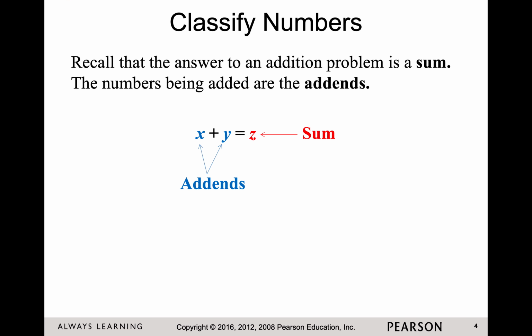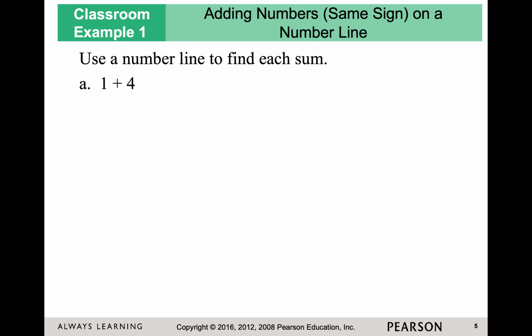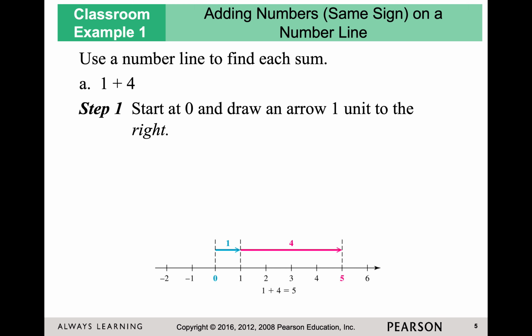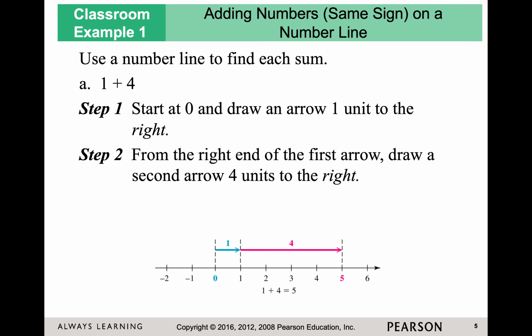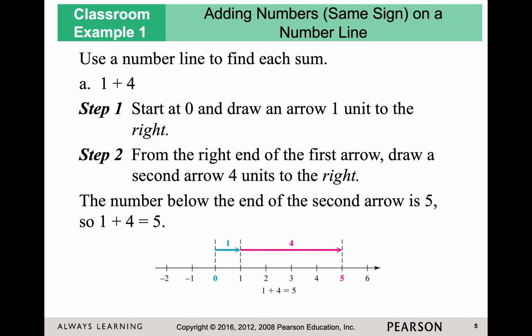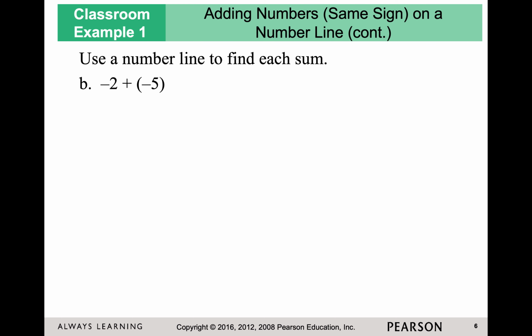So if we're going to add two numbers with the same sign, my answer is going to have the sign of the two values, whether they're positive or negative. So 1 plus 4 is 5. We already know that. We don't need the number line explanation. But this is the explanation for approaching this on the number line. Again, don't get confused with that.